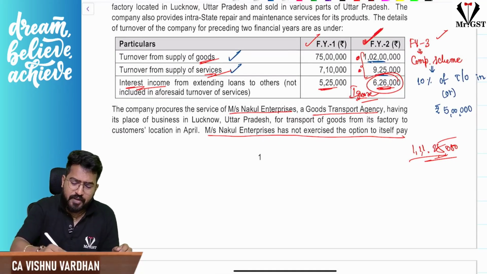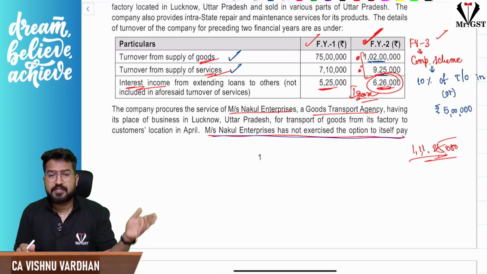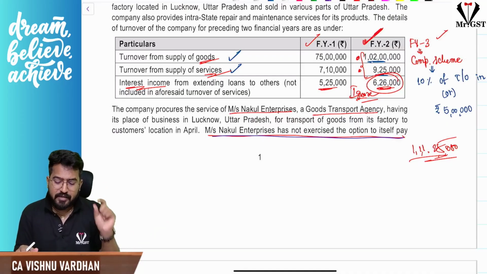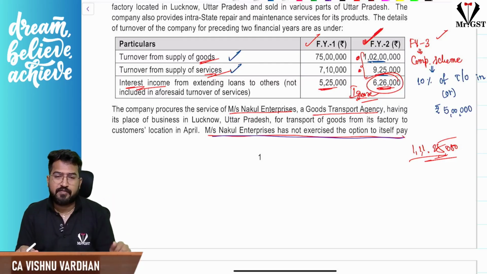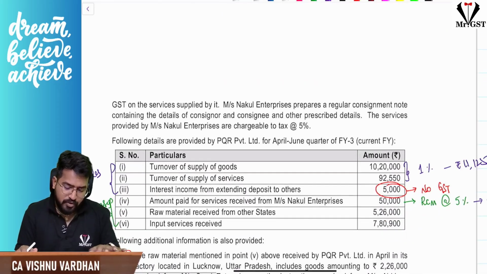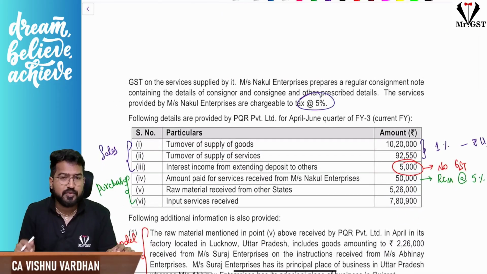And there is one more adjustment, as I told you already in the 35 MCQs quick revision video. See, whenever they have given that the GTA has not exercised the option to pay tax itself, that means GTA is not going for FCM, they are going for RCM. And of course there is one more hint here, the tax rate is 5% in the question, so nothing to worry.